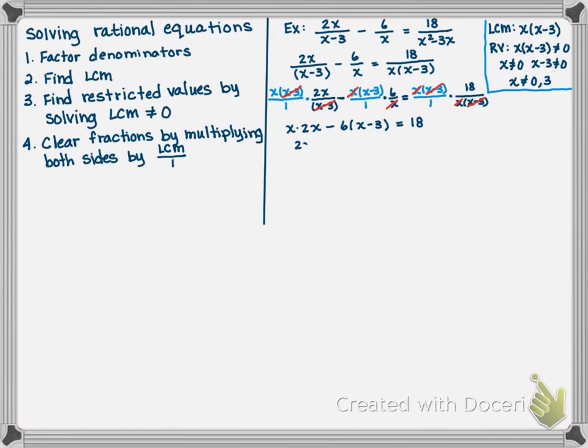So we have 2x squared minus 6x plus 18 equals 18. And my next step is just to solve this equation. So we're going to solve the resulting equation.